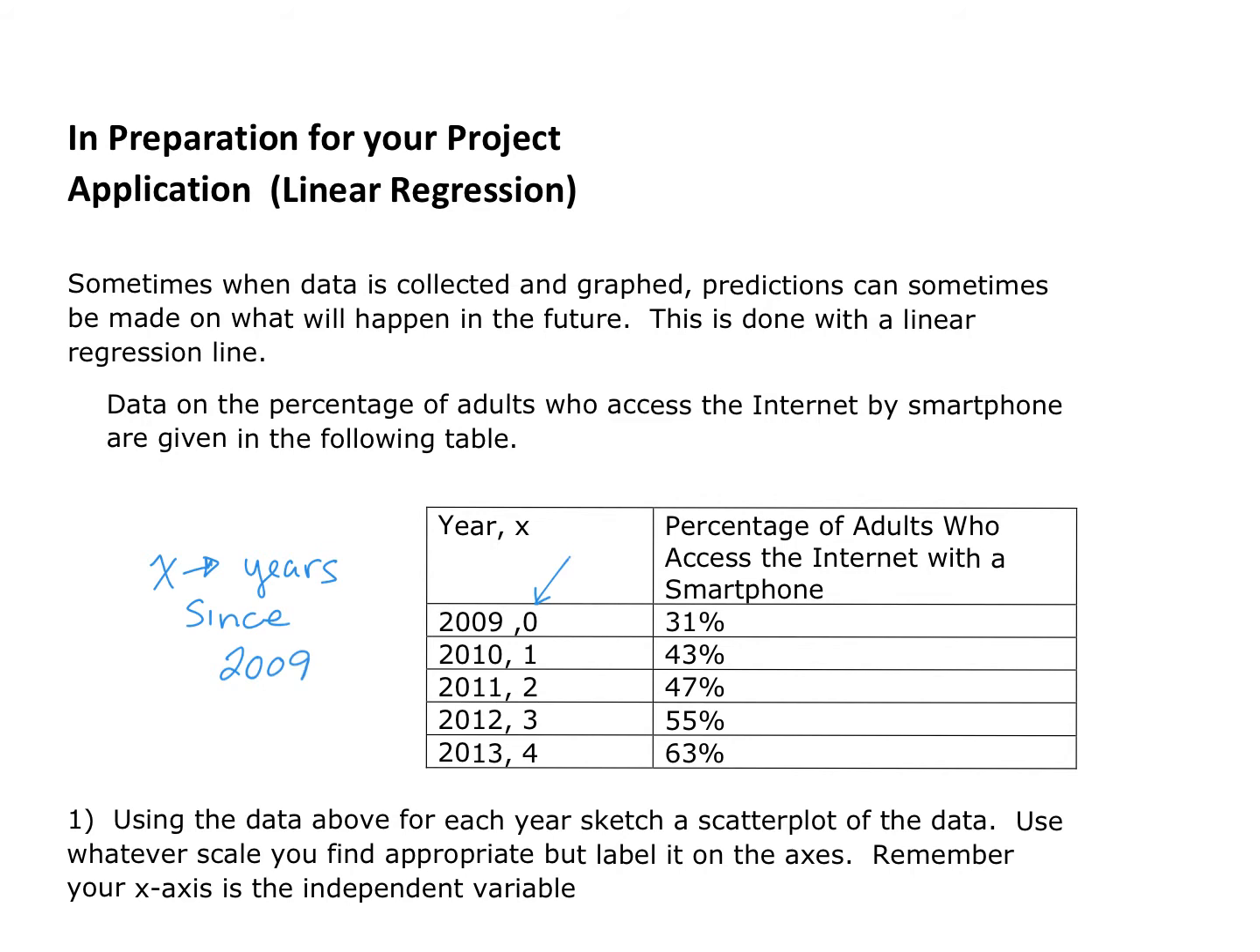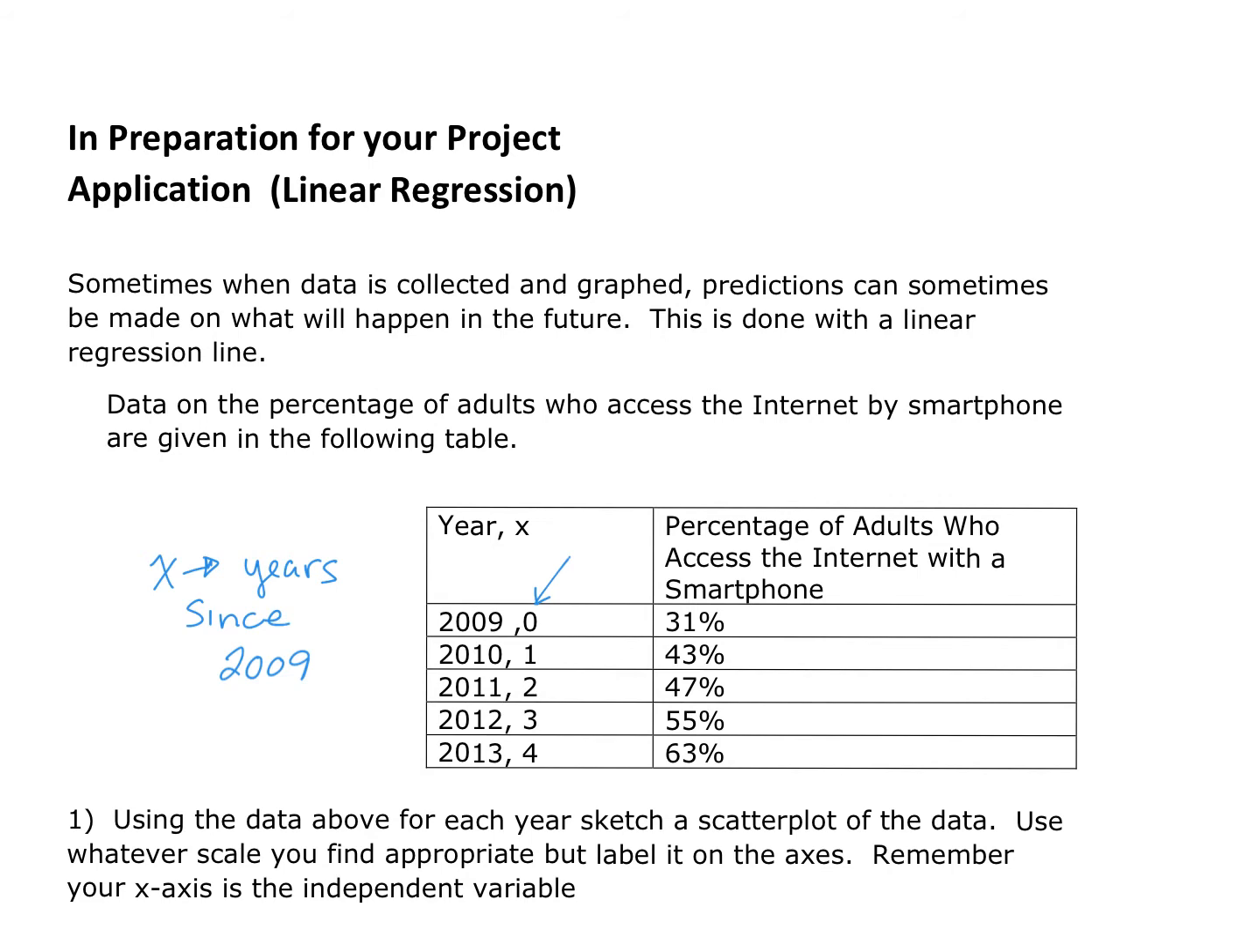Using the data, we would like to sketch a scatter plot, and you should use whatever scale you find appropriate, using the 0, 1, 2, 3, 4, and label it on the axes. And remember to label your x-axis as the independent variable and your y-axis as the dependent variable.